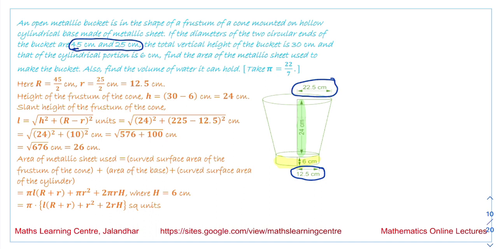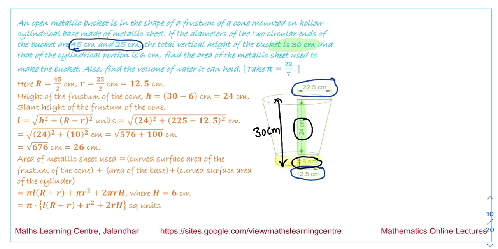Why? Because it is given that the total vertical height is 30 centimeter. This total vertical height means this height over here, which is 30 centimeters, and that of the cylindrical portion is 6 centimeters. So the remaining height over here is 24 centimeters.